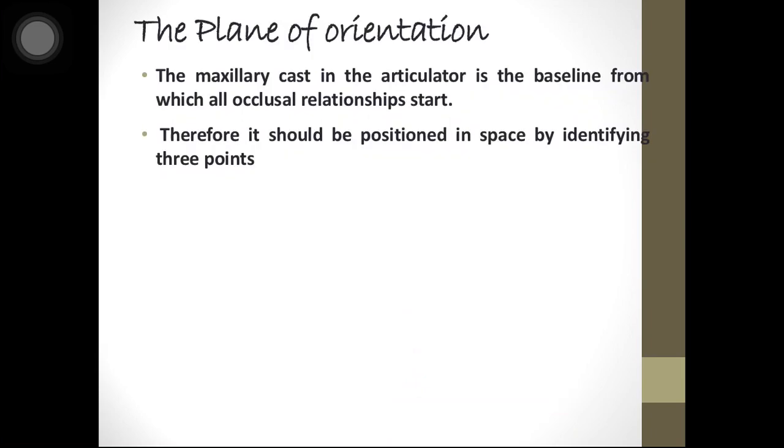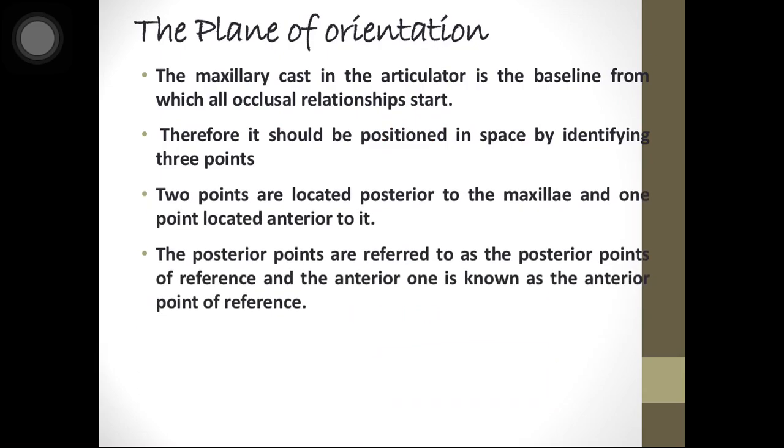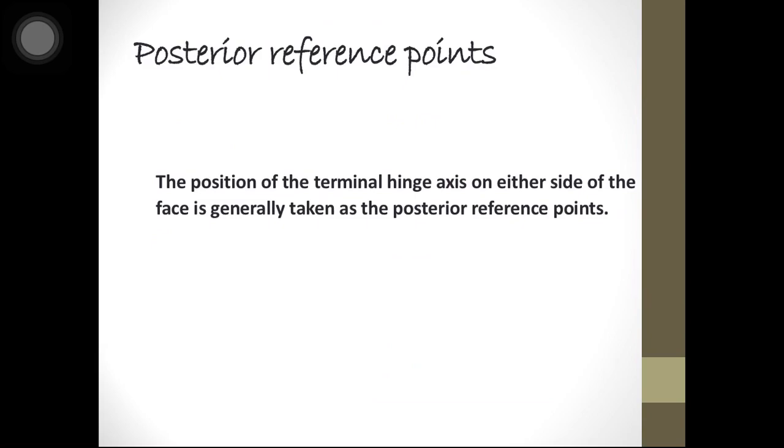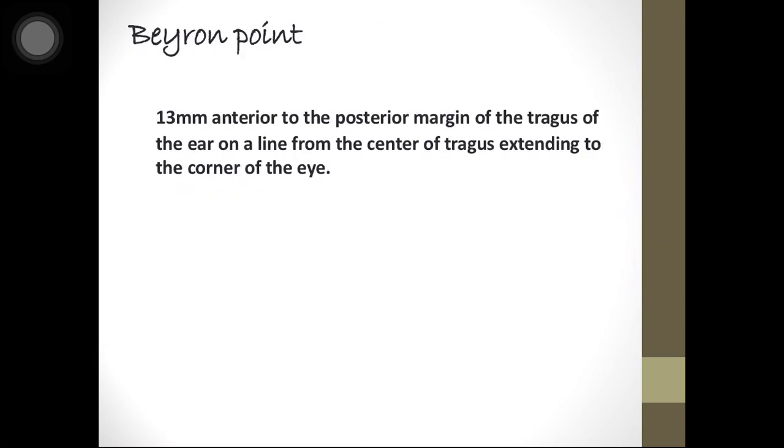In the plane of orientation, the maxillary cast in the articulator is the baseline from which all occlusal relationships start, and therefore it should be positioned in space by identifying 3 points. 2 points are located posterior to the maxilla and 1 point is located anterior to it. The posterior points are referred to as the posterior points of reference, and the anterior one as the anterior point of reference. The position of the terminal hinge axis on either side of the face is generally taken as the posterior reference point.